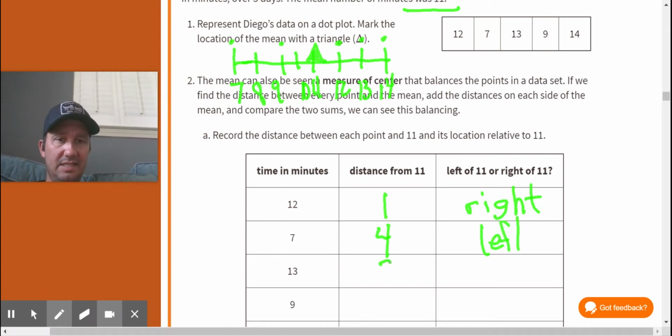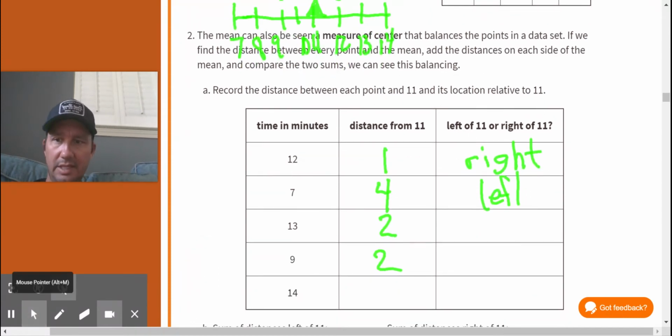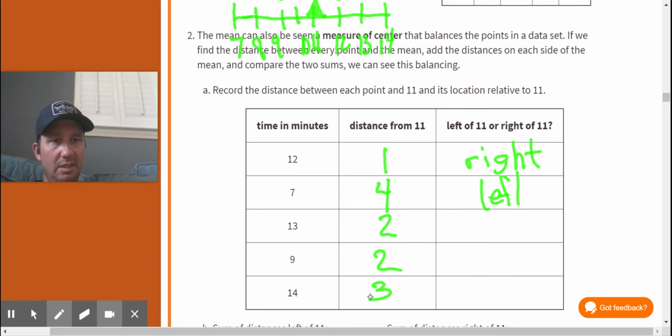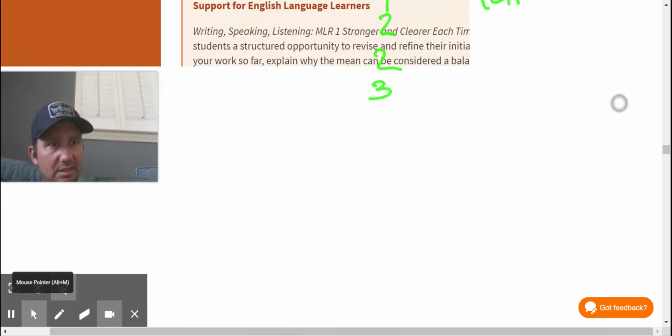13 minutes has a deviation of 2 minutes from 11, and 9 has a deviation of 2 minutes from the 11. Oh, sorry, we're missing one. And then 14 is a deviation of 3. Okay, so that's going to matter for when we get to Lesson 11.